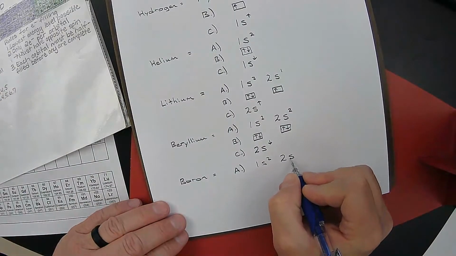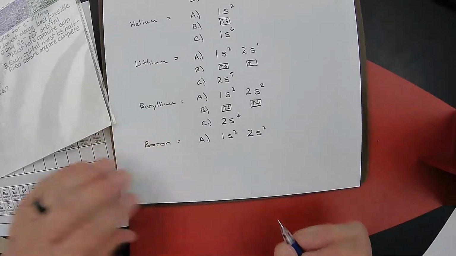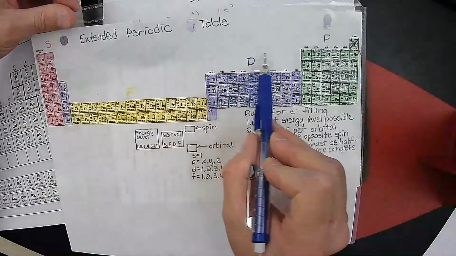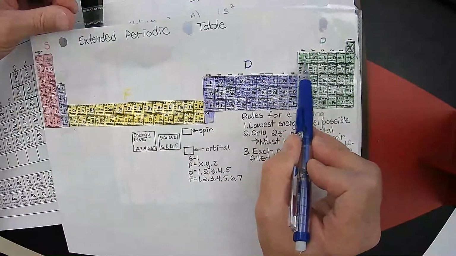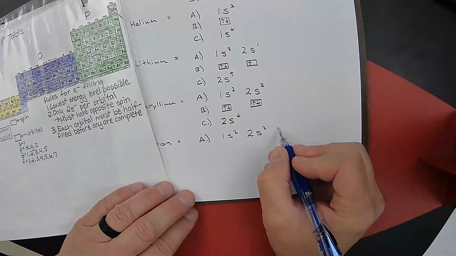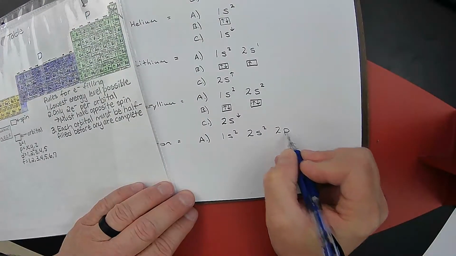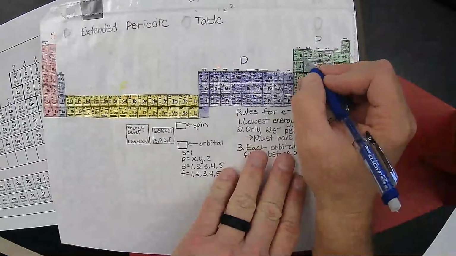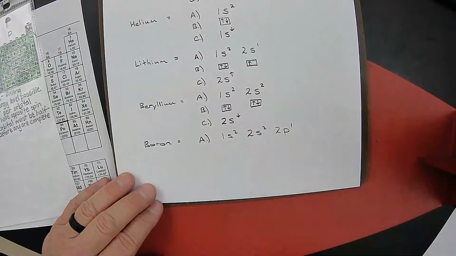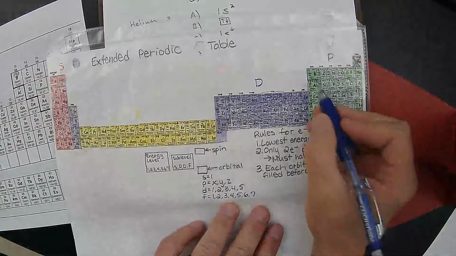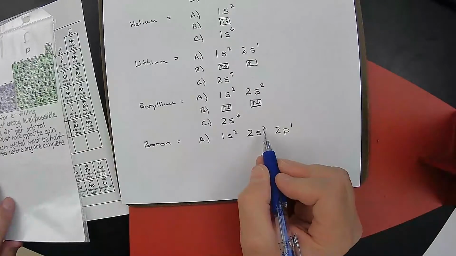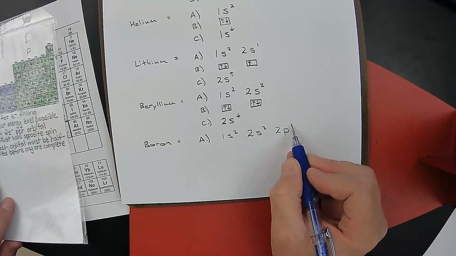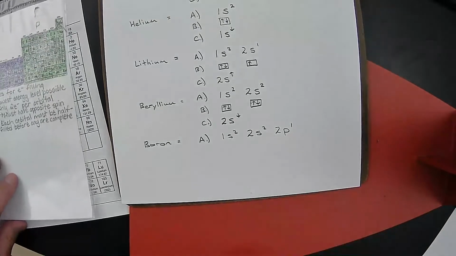1s2, 2s2. Then we go all the way over. We're in principal quantum number 2. We slide, and this is the first time that we've hit the p. So it's 2p because we're still in row number 2. There are no p's in row number 1. Row number 2, 2p, and it's the first one over, so 2p1. So the question is, does boron have 5 electrons? Yes, it does. 2 plus 2 plus 1. 2 are in the 1s orbital, 2 are in the 2s, and 1 electron is in the 2p.